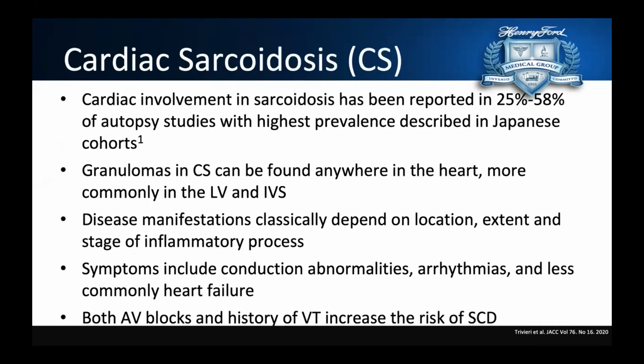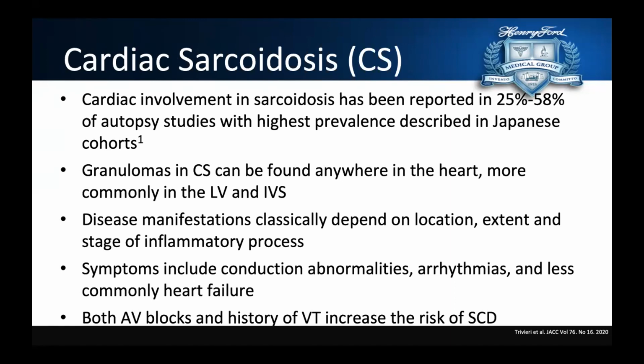Now, cardiac involvement in sarcoidosis has been reported in about 25 to 58% of autopsy studies, with the highest prevalence described in Japanese cohorts, with greater involvement usually resulting in more symptoms. Granulomas in cardiac sarcoid can be found anywhere in the heart, more commonly in the left ventricle and the interventricular septum. Disease manifestations classically depend on the location, extent, and stage, and symptoms can include conduction abnormalities, arrhythmias, less commonly heart failure, but patients can present with syncopal episodes, presyncope, and palpitations.